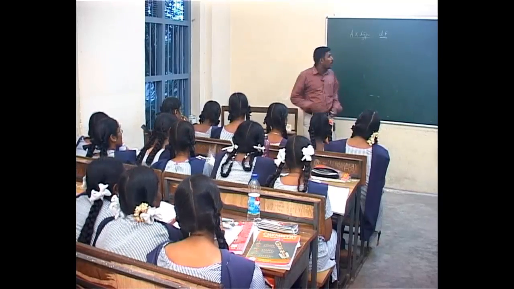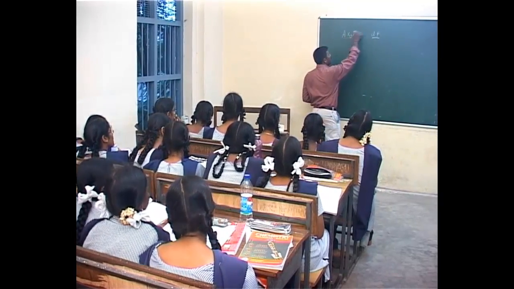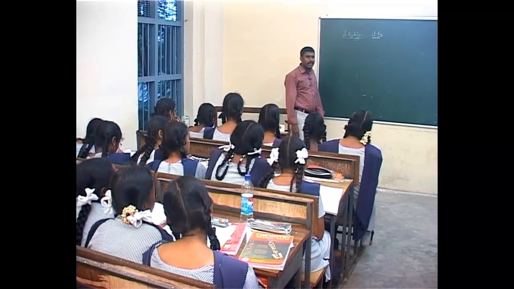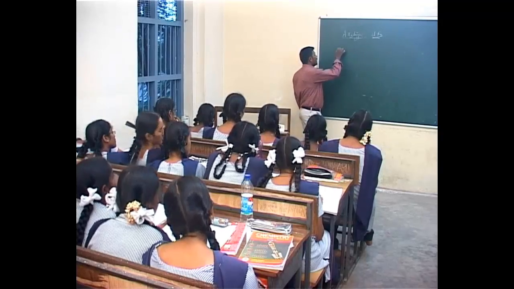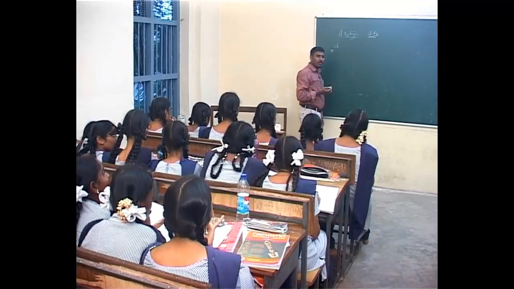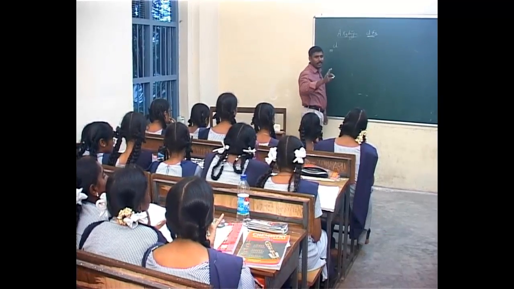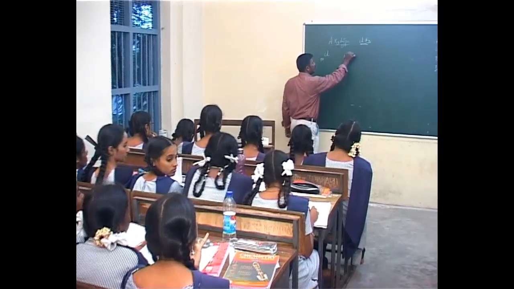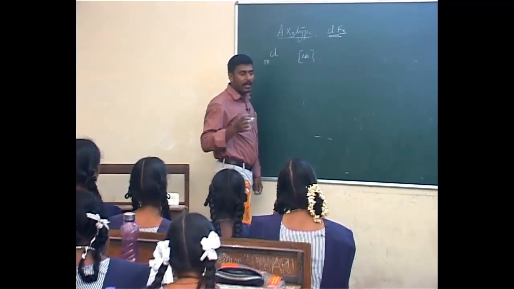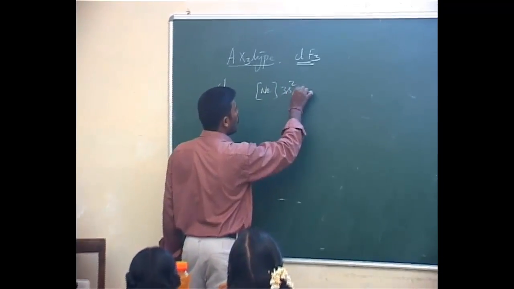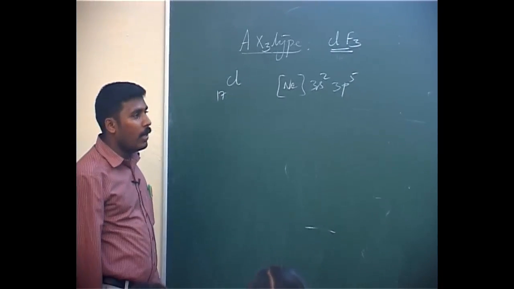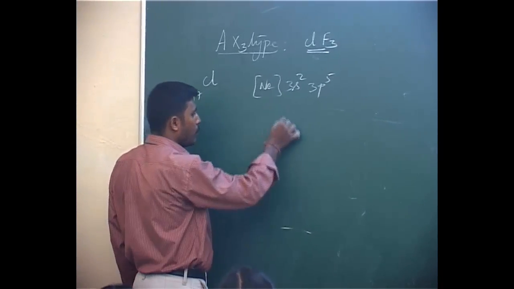Very same thing, AX3 type. Take ClF3. Cl atomic number is the same, 17. Electronic configuration: initially one neon is present, instead of 1s2 2s2 2p6. After that, 3s2 3p5. Clear? Now 3s2, this is s.